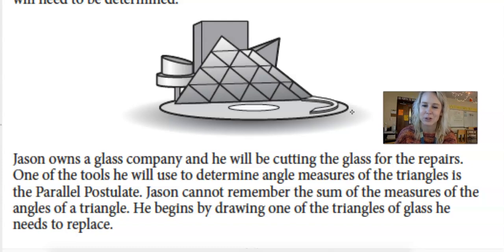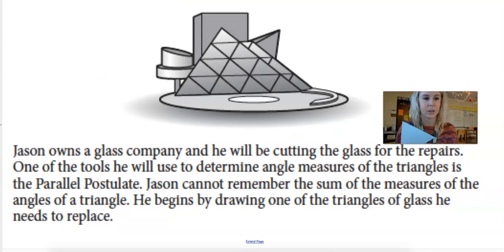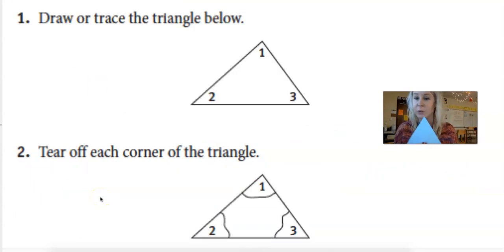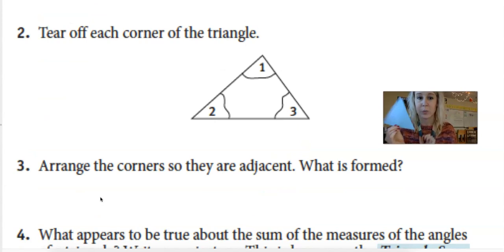But he's going to begin by drawing one of the triangles on the glass that he needs to replace. So here's my blue glass that needs to be replaced. If you would like to do this activity with me, you just need a sheet of paper and you draw your favorite triangle. You can trace the triangle on the paper or you just make your own. Okay, so I have a triangle. Two, I'm going to tear off each corner. I'm going to rip off the top corner, I'm going to rip off the side corner, and I'm going to rip off the third corner. So I don't have a triangle anymore.